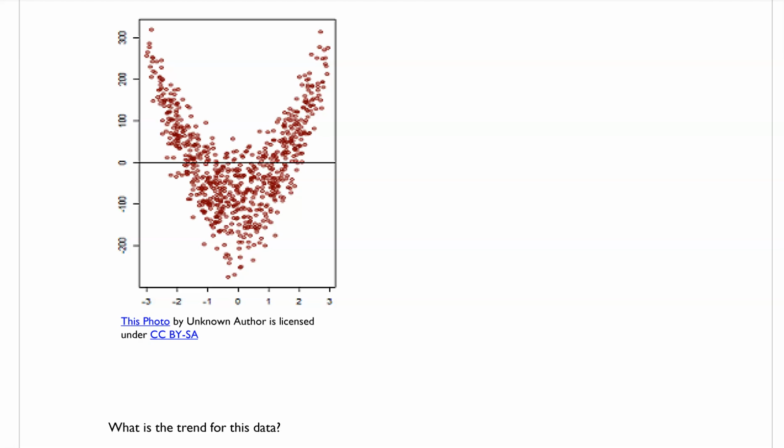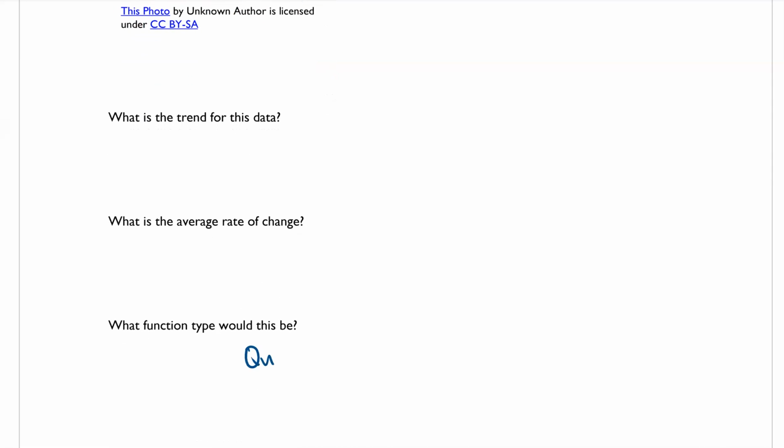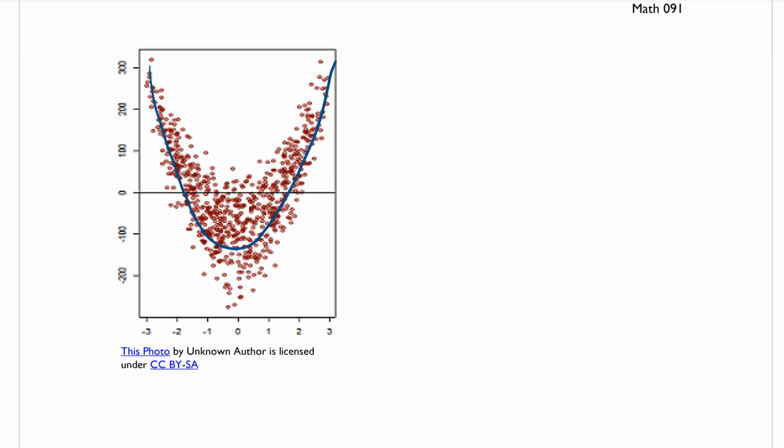So for this next scatter plot, we can see that it's making a U-shape. So this one is a quadratic. And there's not enough information to calculate the average rate of change.